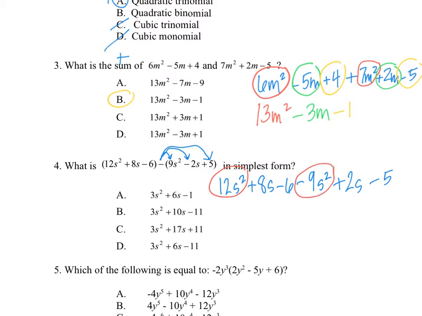Okay, so when we combine these, we're going to get positive 3s squared. Now let's combine our terms that just end in an s. So we're going to get positive 10s. And then lastly, let's combine our constants. And so we're going to get minus 11. And it looks like the option that matches this is B again.